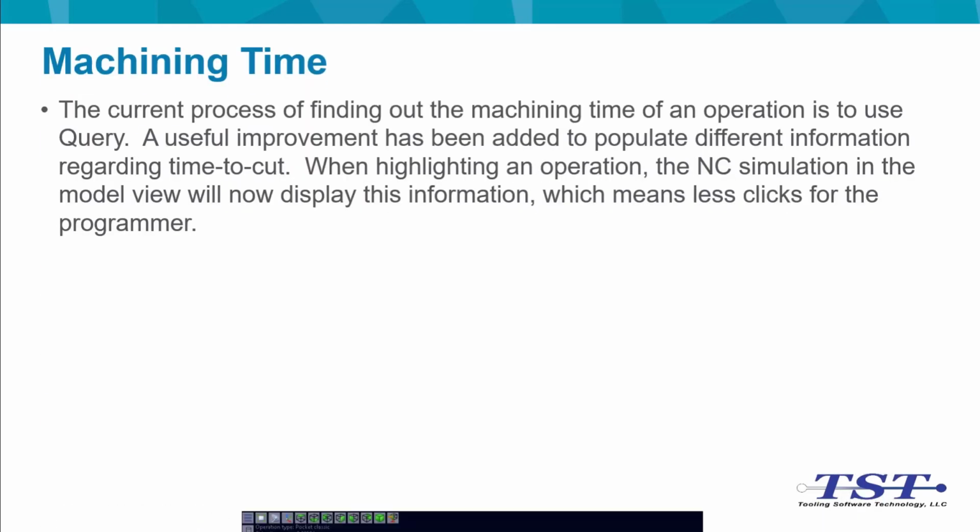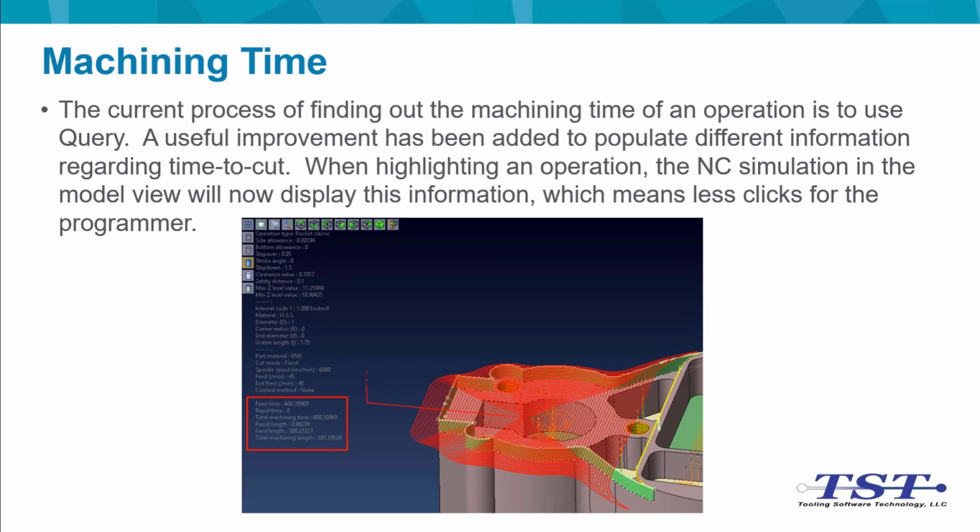Let's look at the machining time. This is an awesome enhancement that's been added. So instead of going through query to gather your machining time, you can now just highlight it inside of the CAM navigator, and this will populate on the left-hand side of your model view. This means that there are fewer clicks and fewer commands you have to go through to get this information.